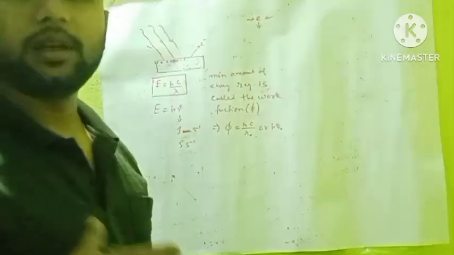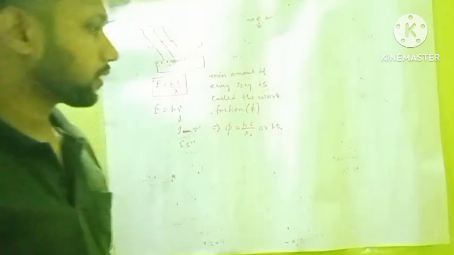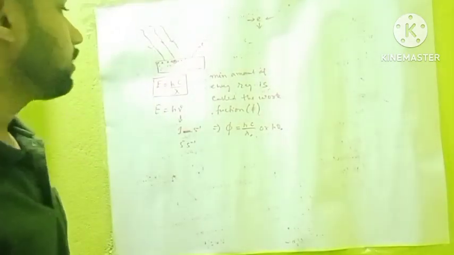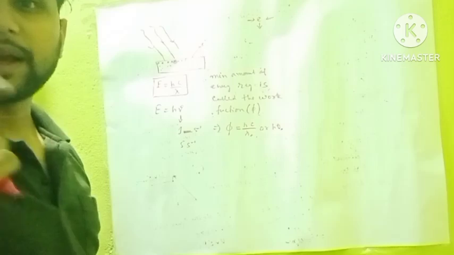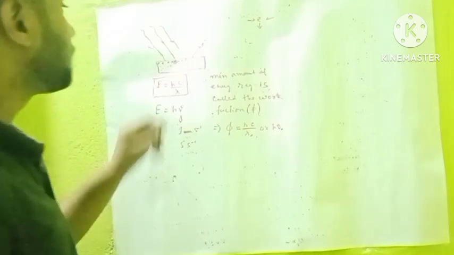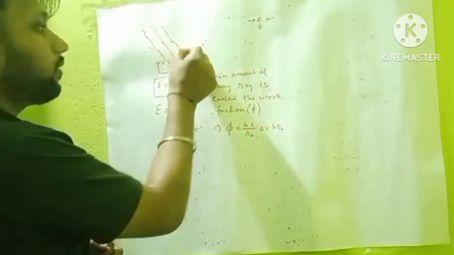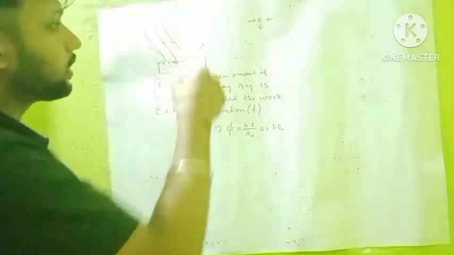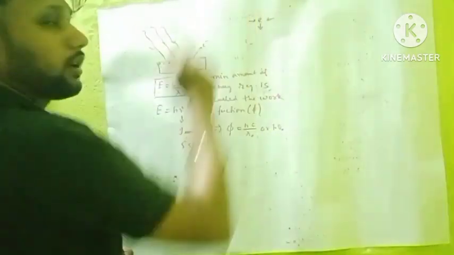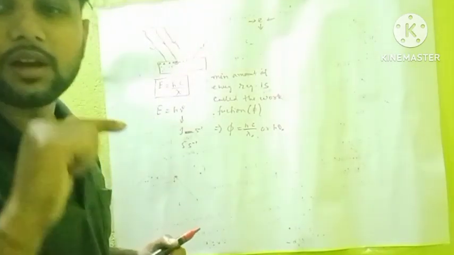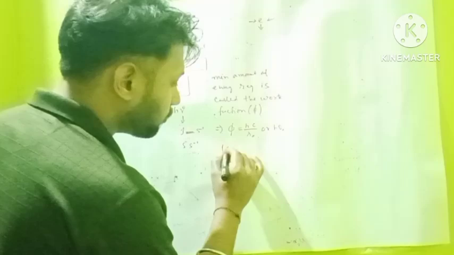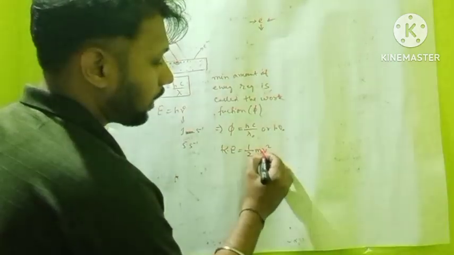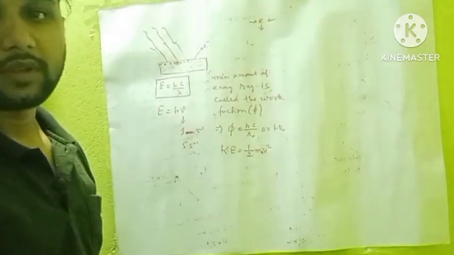What happens if we apply more energy? When we apply more energy, that energy is converted into the kinetic energy of the electron. The electron is released from the surface and moves in this way. If we apply a huge amount of energy, the electron will move even farther. The higher the velocity, the higher the kinetic energy, and the formula of kinetic energy is half m v square, where m is the mass of the electron and v is its velocity.